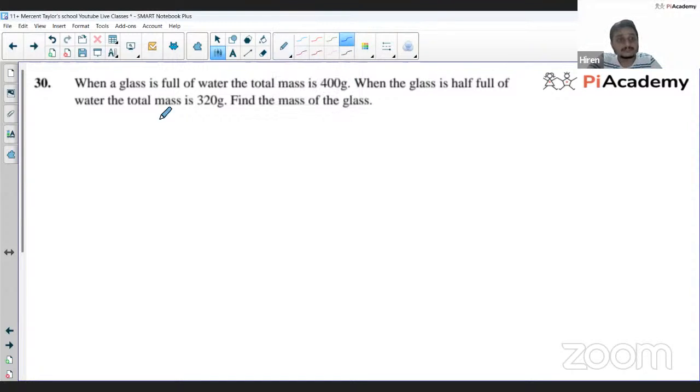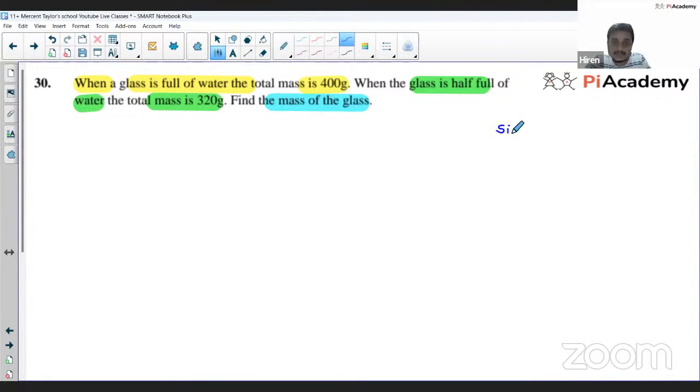Let's have this question. When a glass is full of water, the total mass is 400 grams. When the glass is half full of water, the total mass is 320 grams. So the question is, find the mass of the glass. Here we are looking for the mass of the glass. From those 2 sentences you have to make 2 equations and then solve this question simultaneously. So this question belongs to simultaneous equations, right? The subtopic name is simultaneous equations.